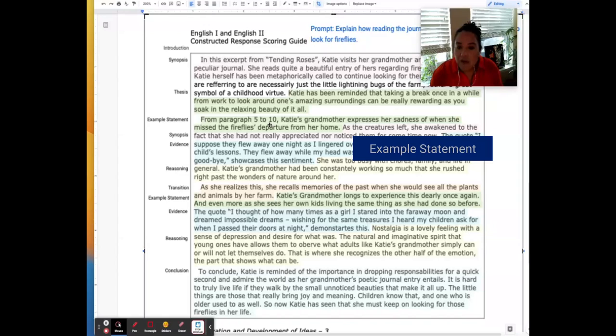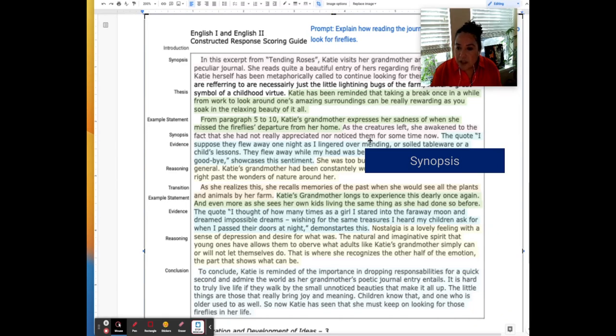I'll read it. From paragraphs 5 to 10, Katie's grandmother expresses her sadness of when she missed the firefly's departure from her home. So this is one way that Katie's reading of the journal sparks that change and makes her want to read fireflies. And the writer does a great job of making that clear as the first sentence of the first body paragraph. Then moving on, she writes, as the creatures left, she awakened to the fact that she had not really appreciated nor noticed them for some time now.